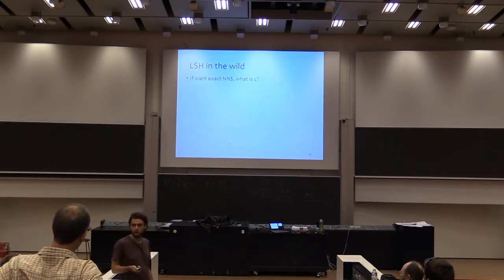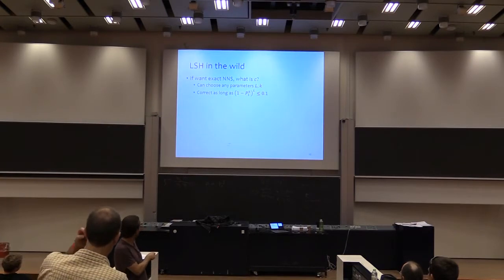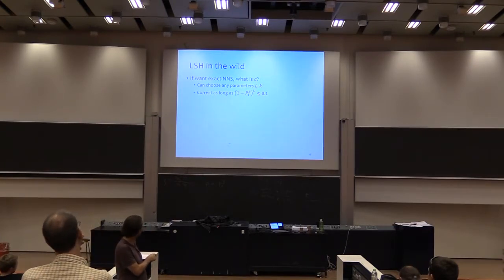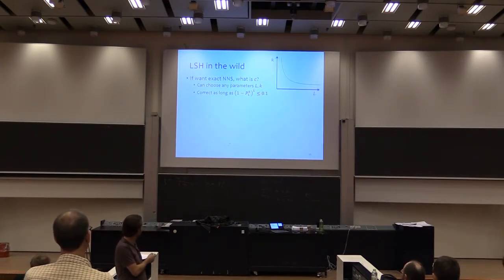But then the question is, what shall I choose the approximation C to be? Right? I need to decide on C beforehand. Well, we don't really need to choose a C. We just need to choose these parameters L and K. And as long as this formula is satisfied, we are guaranteed correctness. This formula says that there is at most 10% chance that we will miss a particular near neighbor. So you decide on the probability with which you're okay, and then you can choose any K and L that satisfies this, right? Pictorially, it's some curve that looks something like that.